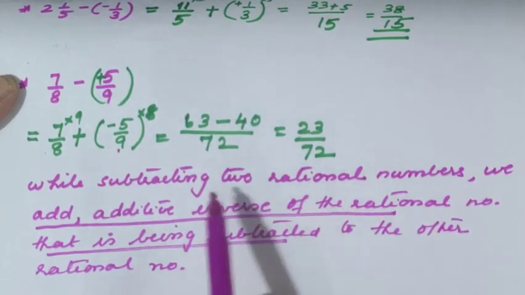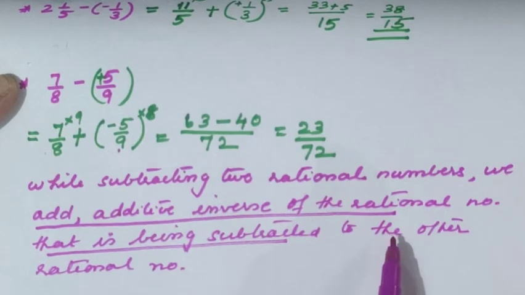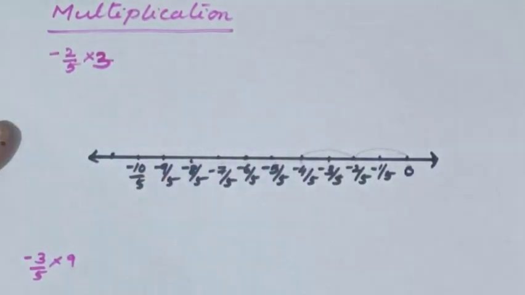Subtraction, what is that one? While subtracting two rational numbers, we add the additive inverse of the rational number that is being subtracted to the other rational number. Operation is multiplication only.